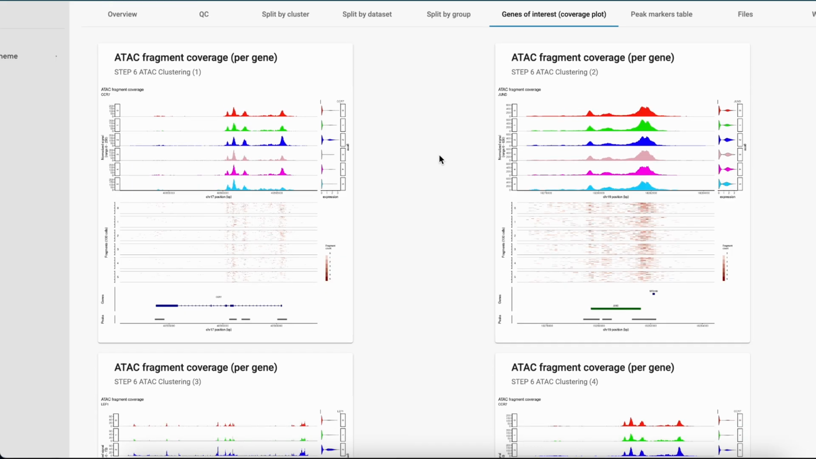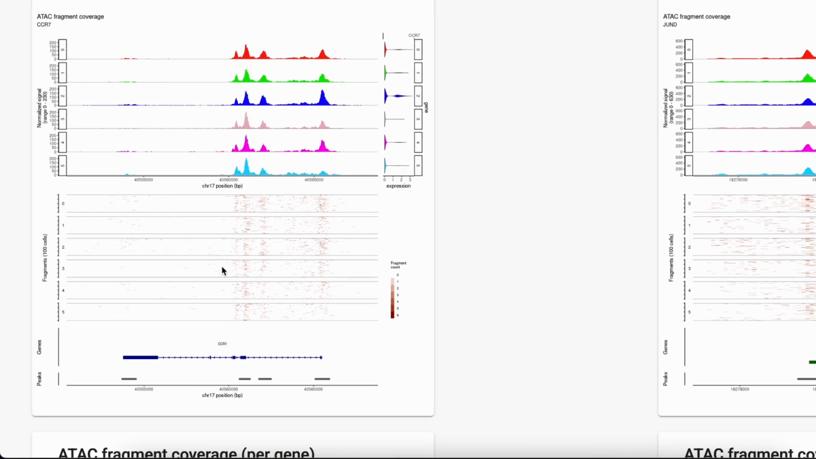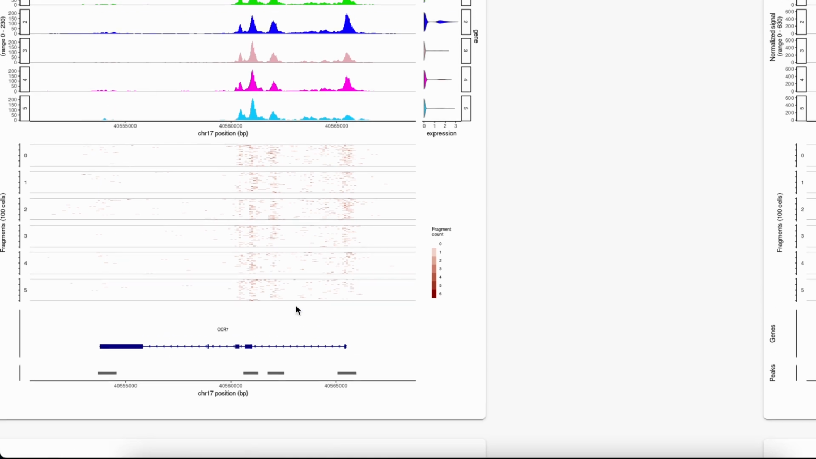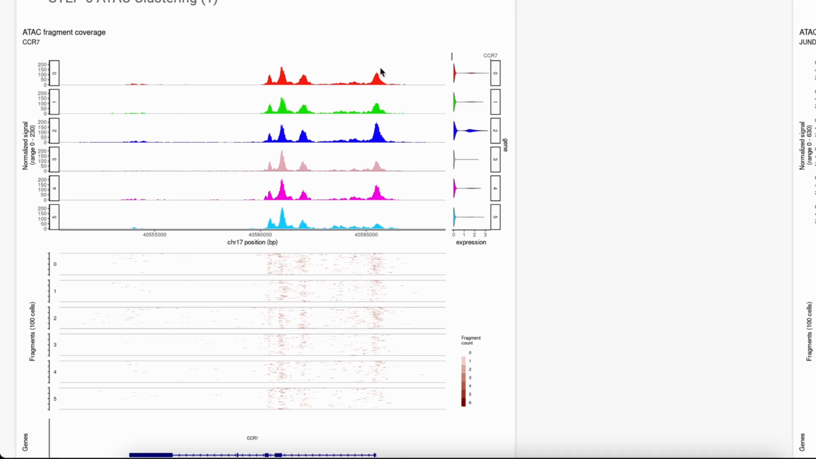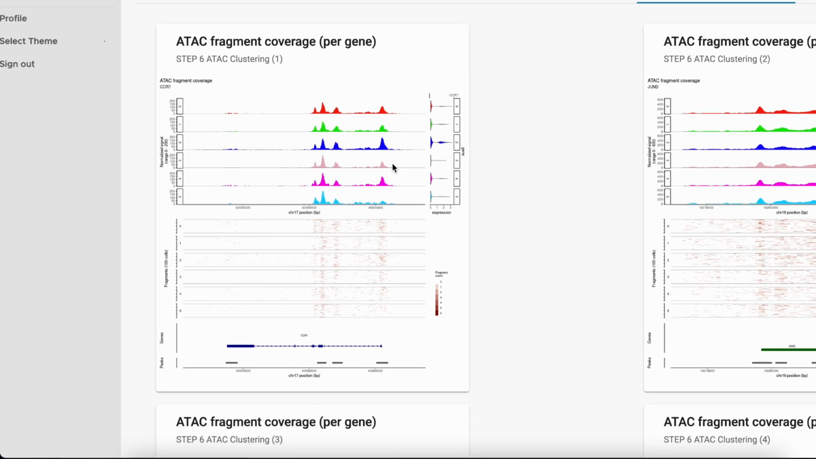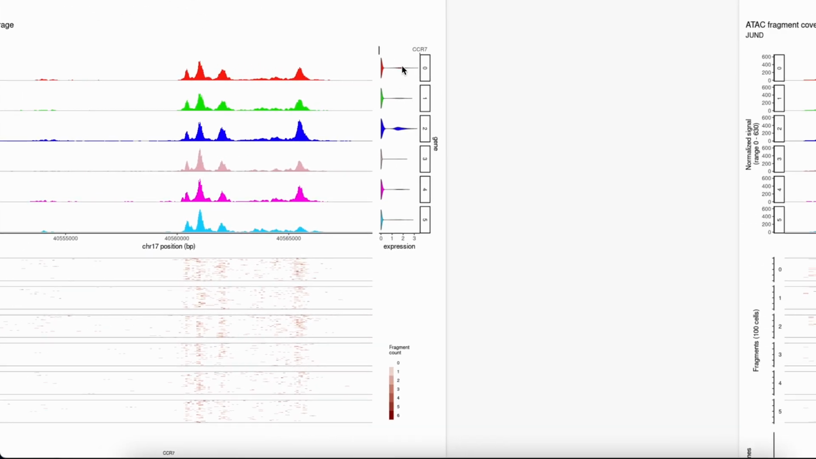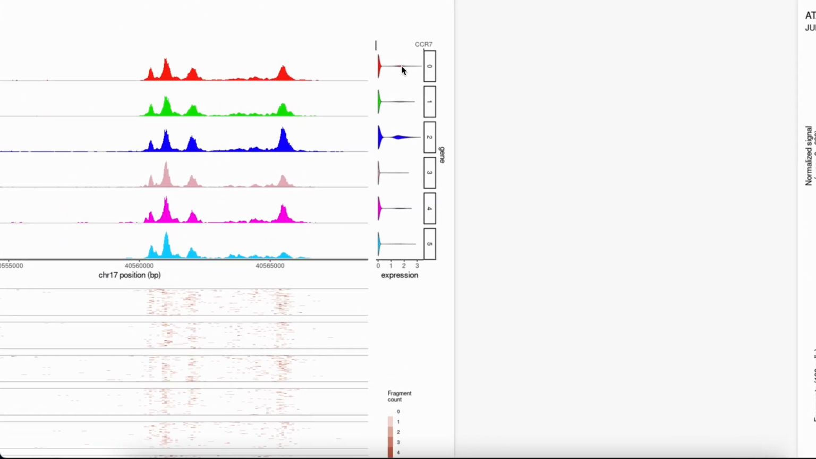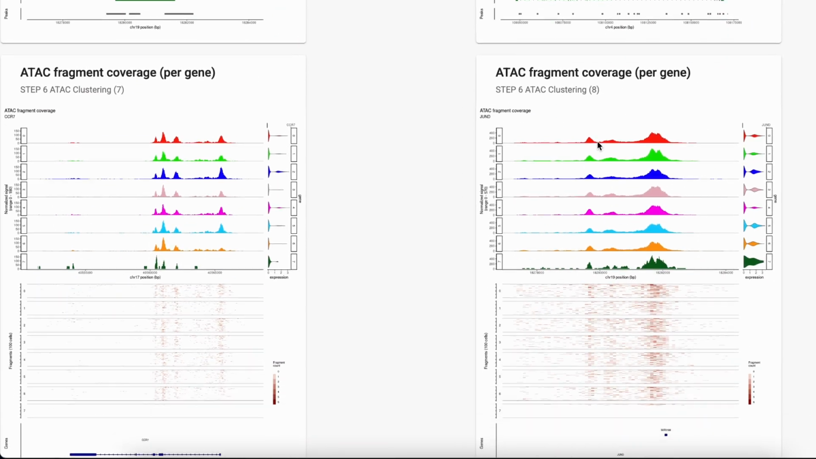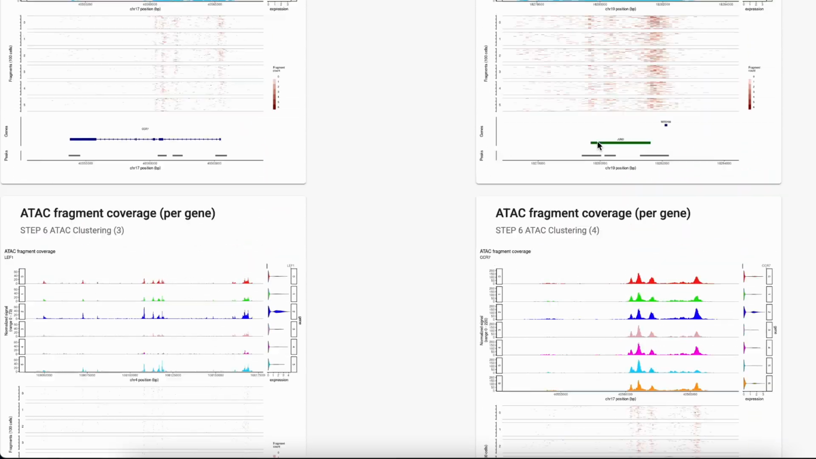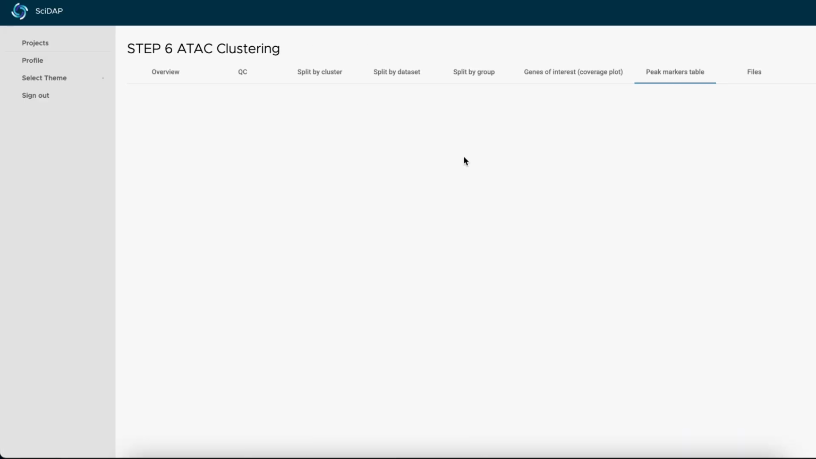And this is the gene of interest coverage. It will show you the genes that you provided here as transcripts and the peaks. And each track represents the cell cluster. And here, because we provided RNA expression as one of our previous inputs, we could even see the expression of this gene and how it correlates with accessibility. And it might be different for every resolution you provided. Then there is a peak markers table, just like we saw it for the single-cell RNA-Seq.